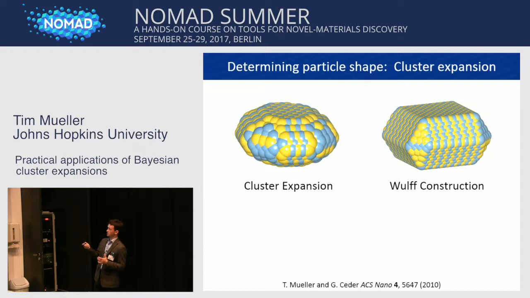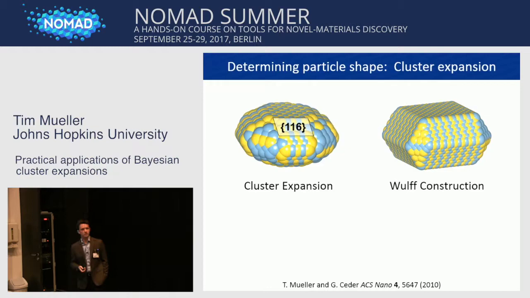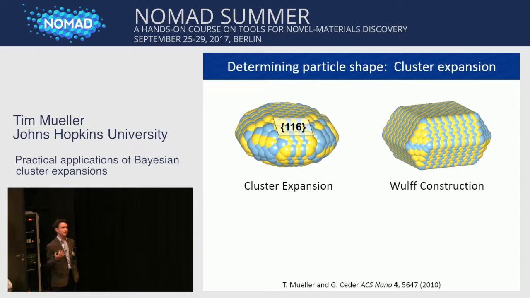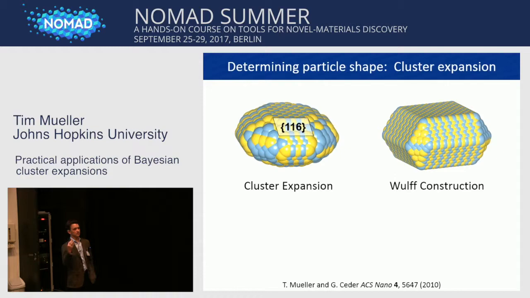One of them is in the cluster expansion. We see this 116 surface show up prominently. No one had thought of that as a potential low energy surface in this material. It turns out when you throw it in the whole list of surfaces we've calculated, it has the second lowest surface energy of any surface that we've looked at for this material.